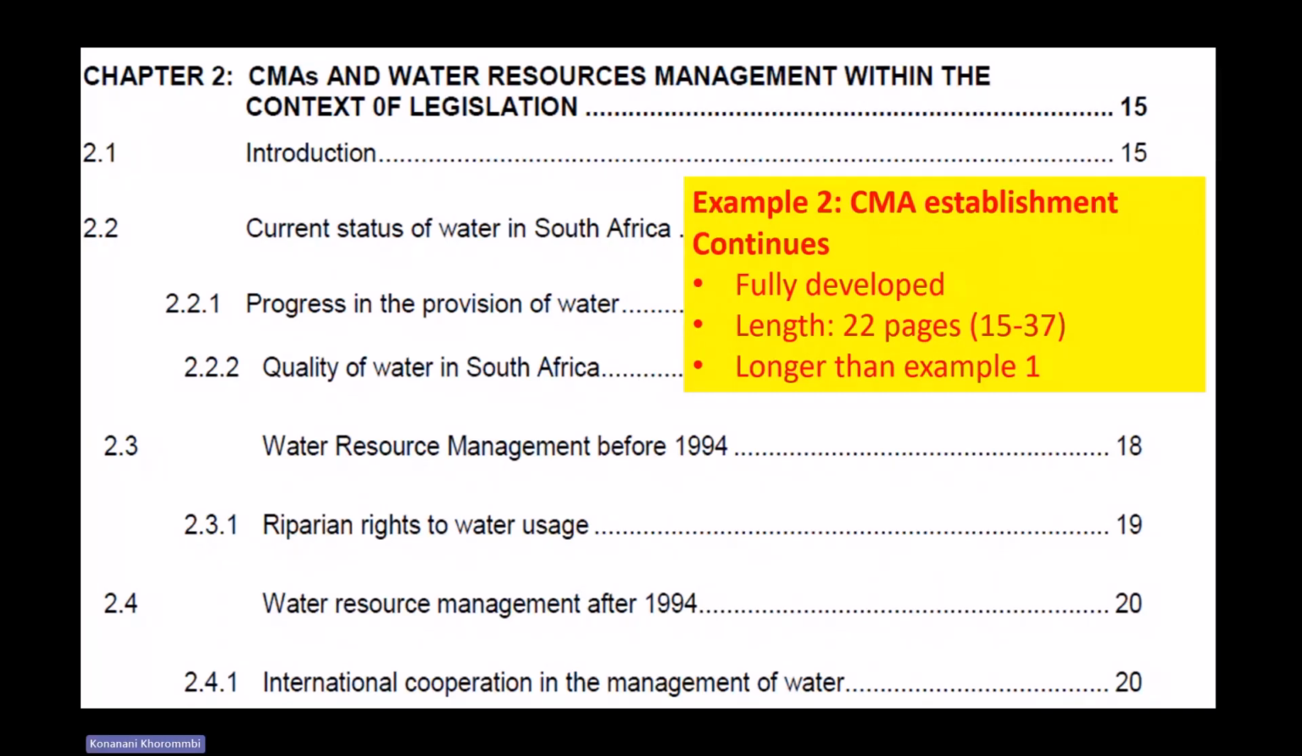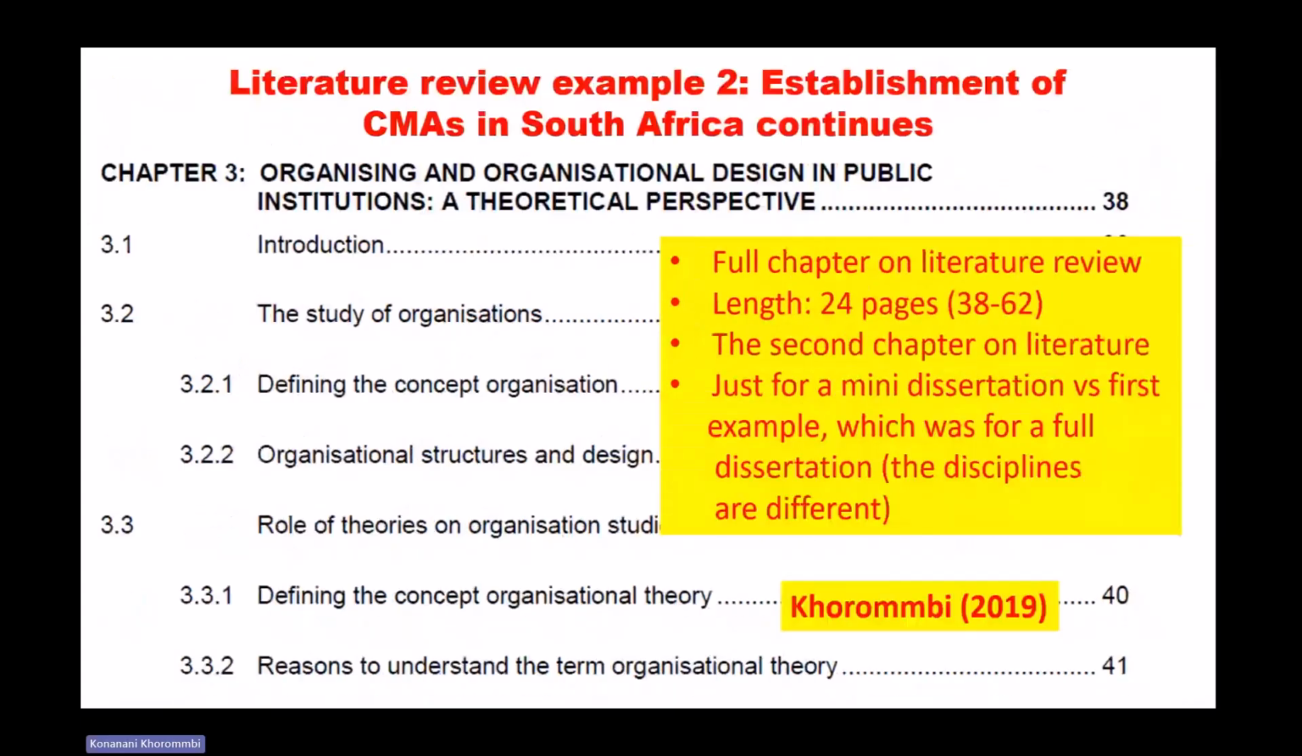This is chapter 2. But this project on the establishment of catchment management agencies also had chapter 3 that focused on literature review. You could see chapter 3 is titled organizing and organizational design in public institutions, a theoretical perspective. This is a chapter where literature has been fully developed, and the length is even longer than the previous chapter. This is 24 pages because it started from page 38 to page 62.